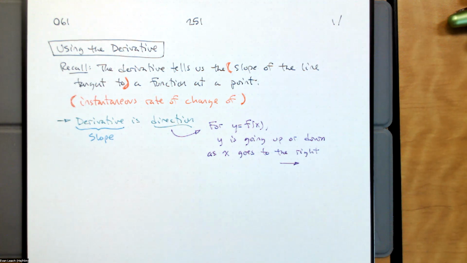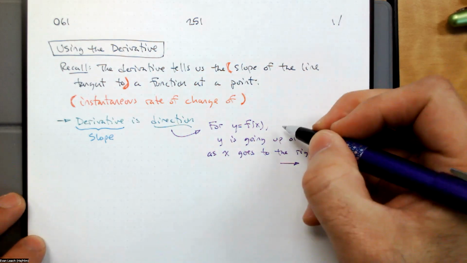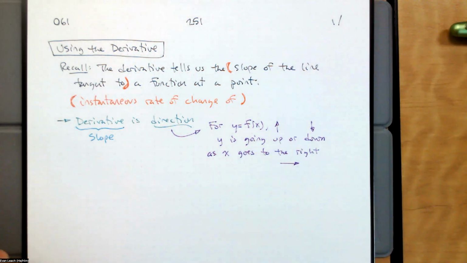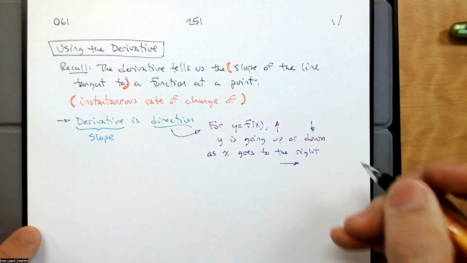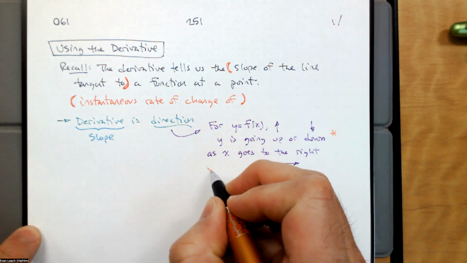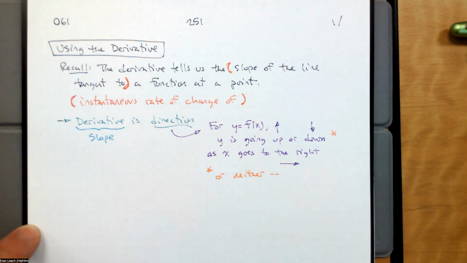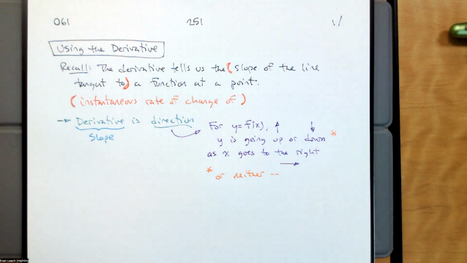And that's what the slope is telling us. As x increases by 1, what happens to y? Y either goes up or it goes down, or it could split the difference and do neither. So y is either going up or going down, or it could be flat. So the function could be going up, or going down, or going flat. Up or down and neither, as x goes to the right.